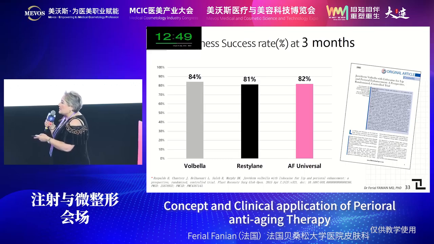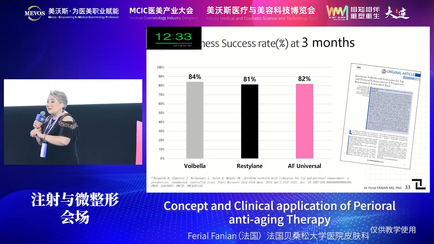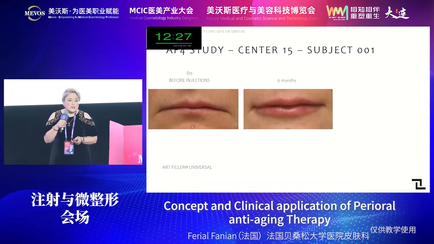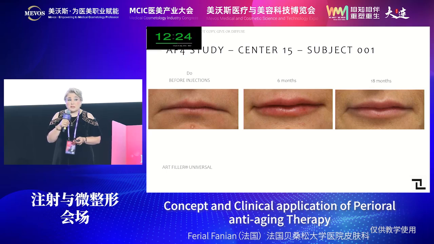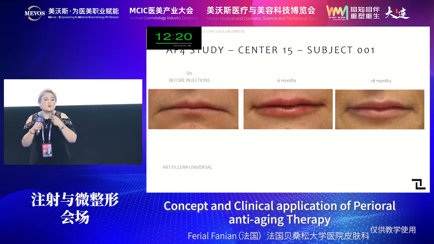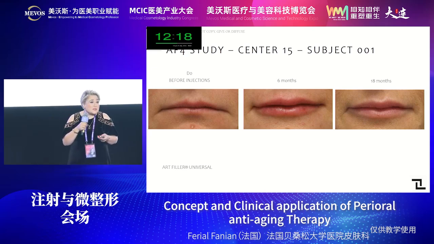So Hervé proved that at 3 months, the success rate of the Volbella and Restylane is around 84 and 81. And for Universal it is 82%. So they are in the same range. They are in the medium G prime category. So these are the photos. Maybe this is not a very bulgy one because the French people, they love the French kiss. They don't want to have very bulgy lips, but you can use it as you want.